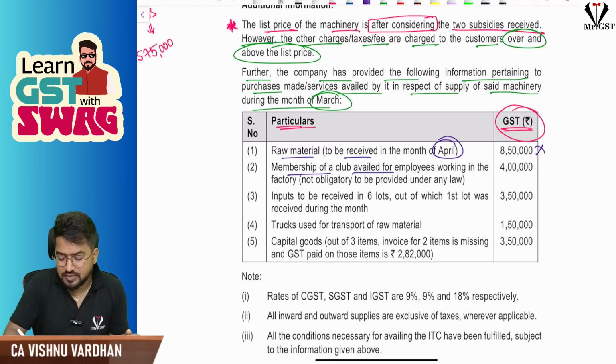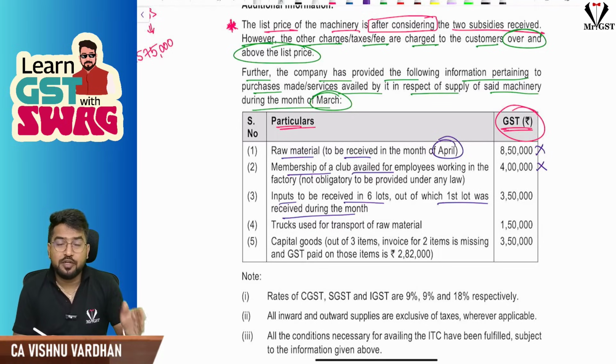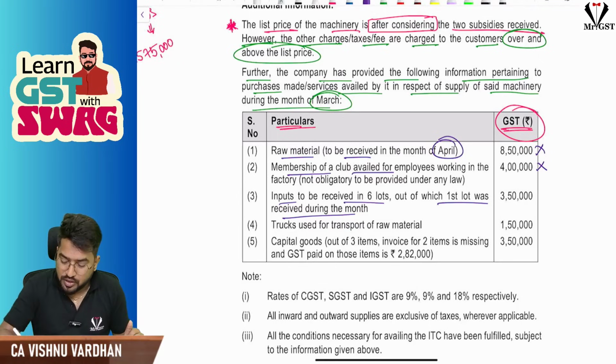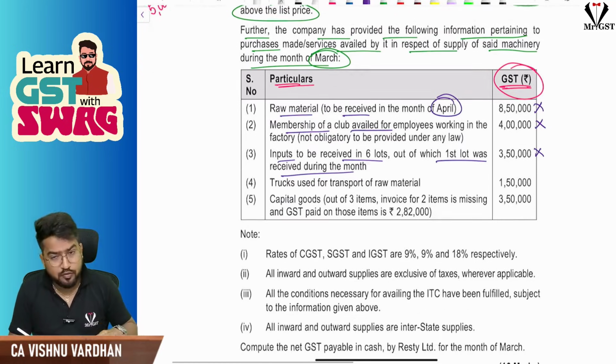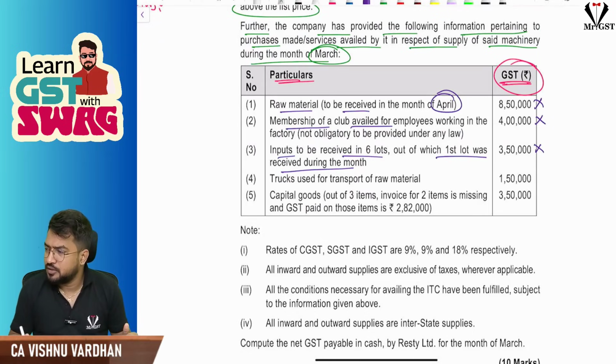Membership of a club, 17 subsection 5 blocked credit. Inputs to be received in lots, out of which first lot is received during the month. That means still 5 lots are remaining. When the goods are received in lots or installments, you know the ITC will be given only after the receipt of last lot or installment. So here also again, no ITC for full. You will take full ITC only after the receipt of last lot or installment. Hope you remember that. Okay.